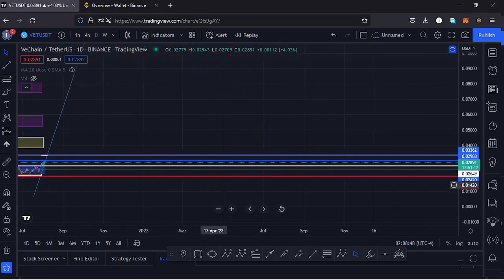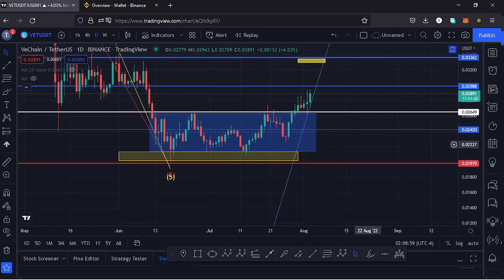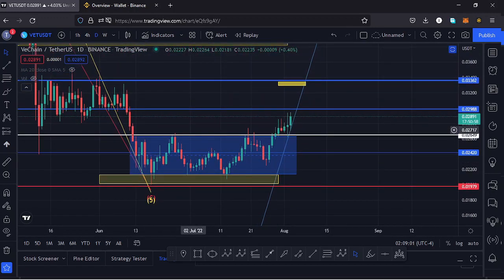So if I zoom out on this chart, this is the daily chart. You can see that Vechain here on the daily chart had been trading within this channel over here. We managed to break out of that channel to the upper side. We managed also to break above a key area of resistance, and we are now trading above it.